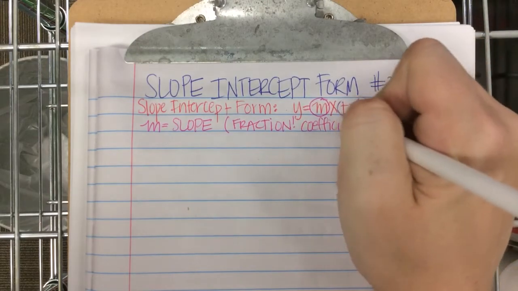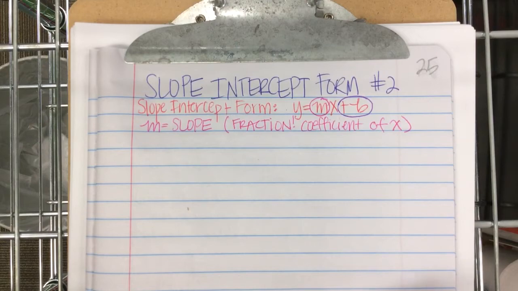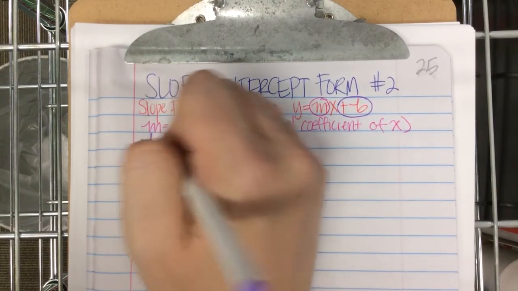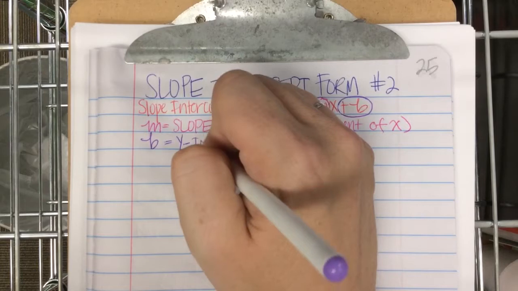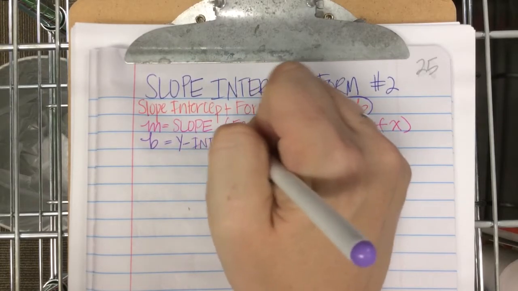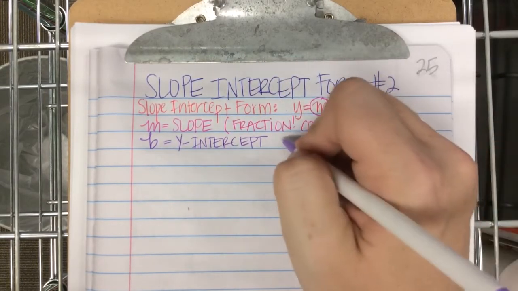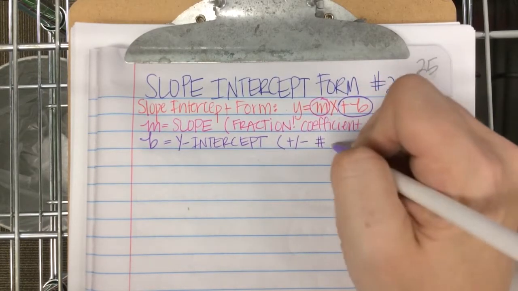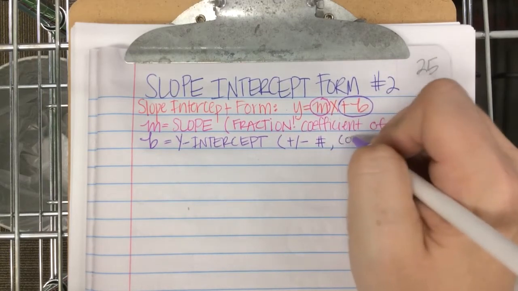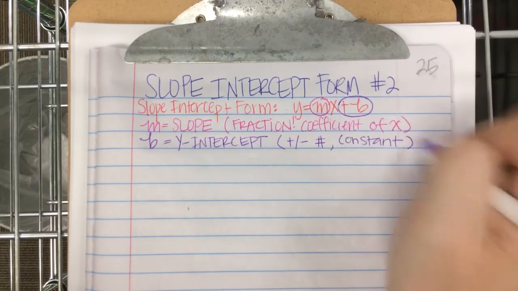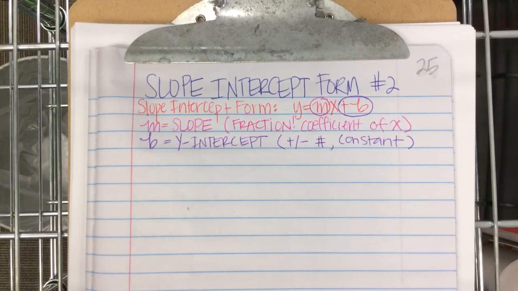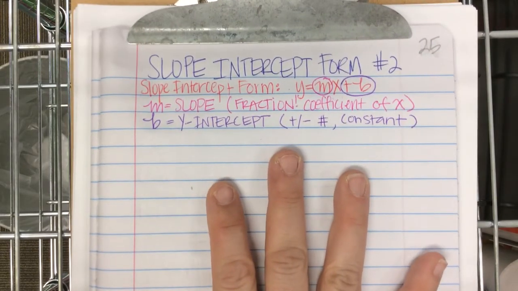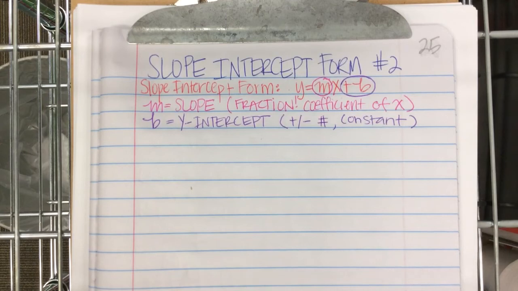The plus b, right, because sometimes it's minus, plus b or minus b, whatever that is. B is your y-intercept. It's your plus or minus number. It's called the constant. All of it's a review, right? We learned all of this yesterday. If it's written in slope-intercept form, it's super easy to graph.